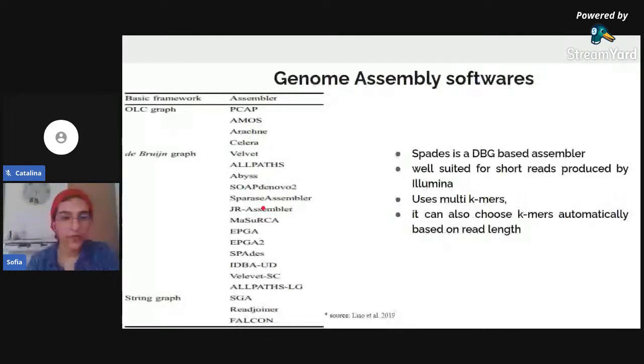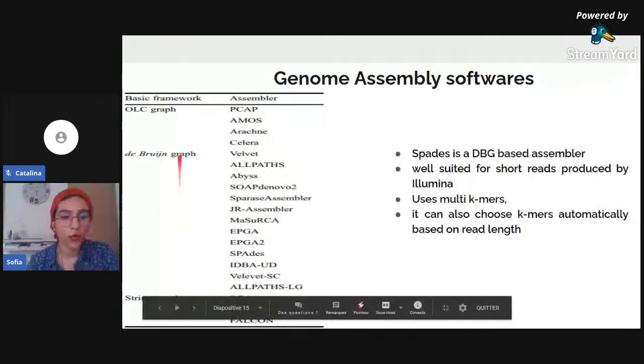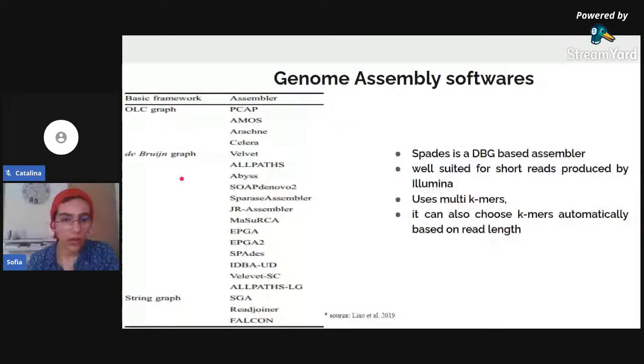So here we have some genome assembly software classified according to the assembly algorithms. For us, we used SPAdes, which is a de Bruijn graph-based assembler and is well suited for short reads produced by the Illumina sequencer, for example, and uses multiple k-mers and can also choose k-mers automatically based on read lengths.